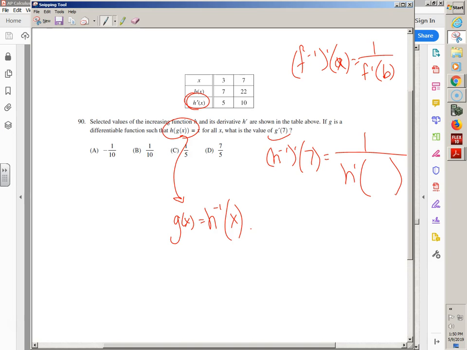No. Remember, f of, oh, is this B and not A? No, that's B and not A. There we go. So I have to match and say the 7 belongs here. So the 7 belongs here. So I would do a 3, and 1 over h prime of 3 is the answer. A hidden derivative of an inverse.